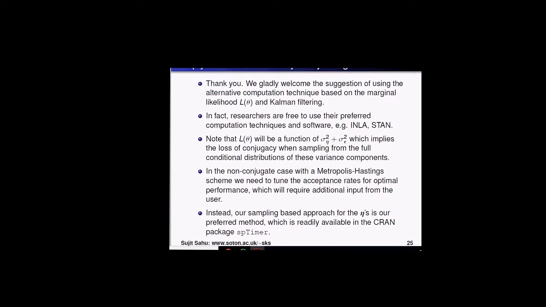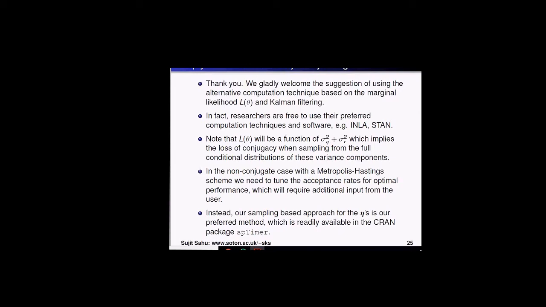But in our case, note that L(theta) will be a function of sigma squared eta plus sigma squared epsilon. That's for a simple model where your F_t was identity. This implies the loss of conjugacy when sampling from the full conditional distributions of these variance components. When I want to sample sigma squared eta or sigma squared epsilon, they will come in the marginal likelihood as a sum. That's not a problem, but in that non-conjugate case, we need a Metropolis-Hastings scheme, which we need to tune for optimal acceptance rates.